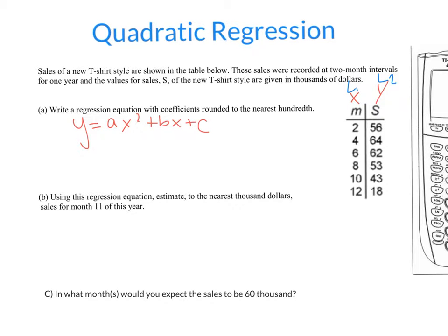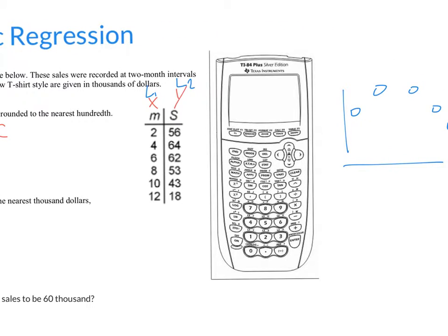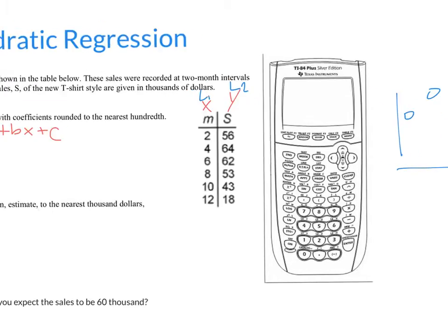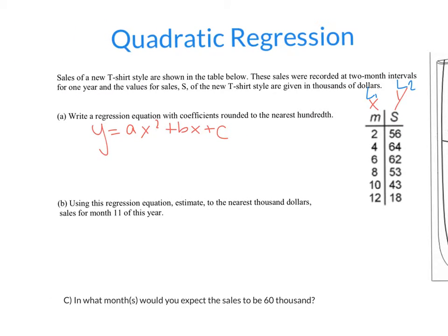You will get that by going to your calculator and pressing stat. Once you get to stat, you'll go over to calc and then choose 5. Stat, calc, choose 5. 5 is quadratic regression. Make sure everything is list 1 and list 2, and you'll press calculate. This question asks you to round to the nearest hundredths, which is 2 decimal places.